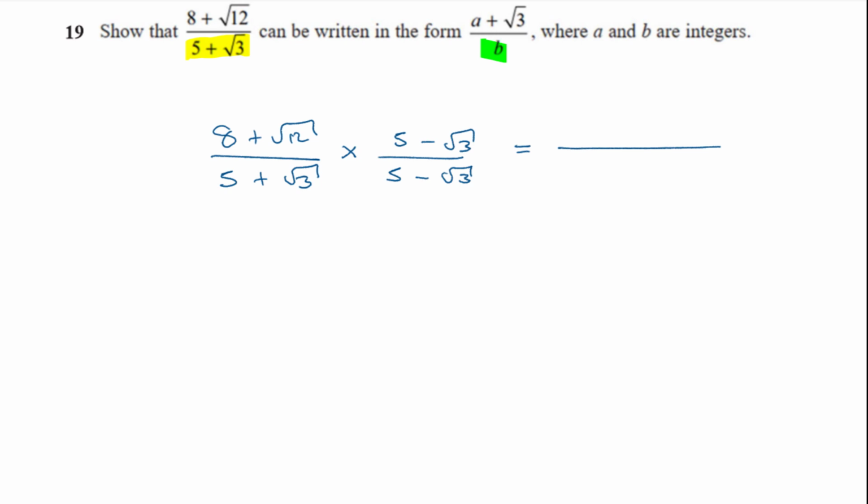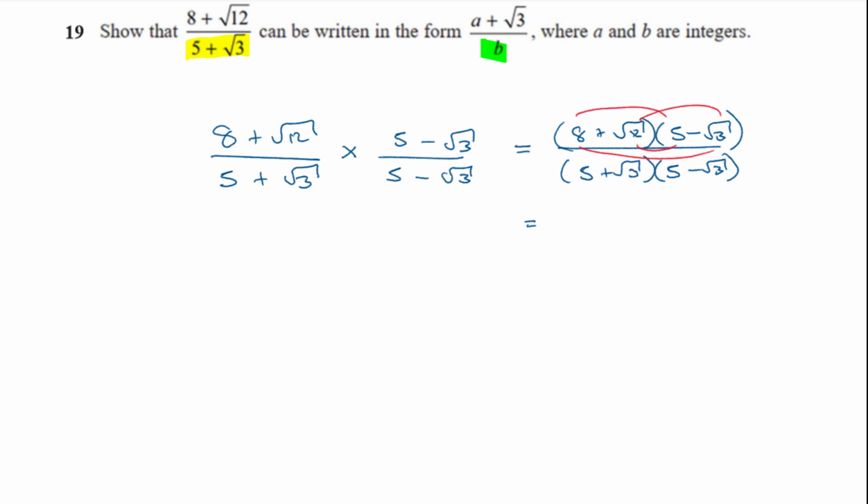So if I'm multiplying these two things together, 5 plus root 3, 5 minus root 3 on the bottom, and on the top I'm going to get 8 plus root 12 times 5 minus root 3. Okay, so I've got a lot of work to do here. So I've got to multiply out brackets top and bottom. So 8 times 5, 8 times, yeah, I've got to do FOIL basically on this, haven't I? Or 2 eyebrows, a nose and a mouth.